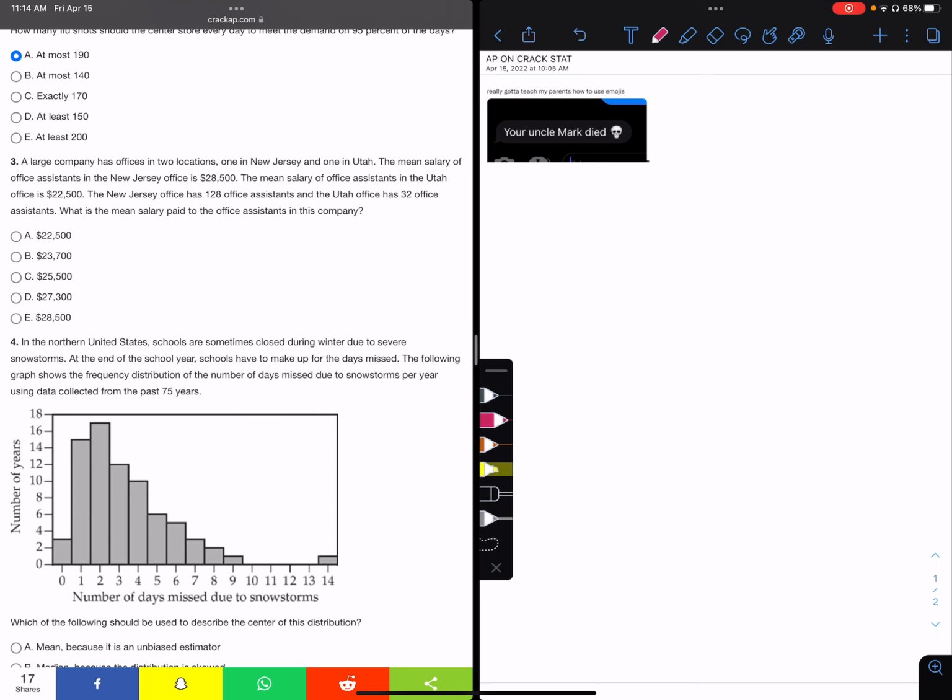Okay, so then we just do 28.5 times 128, and then we do 22.5 times 32. So then 128 plus 32 is 160, and 3,648 plus 720 is equal to 4,368 divided by 160, which is 27.3K average.